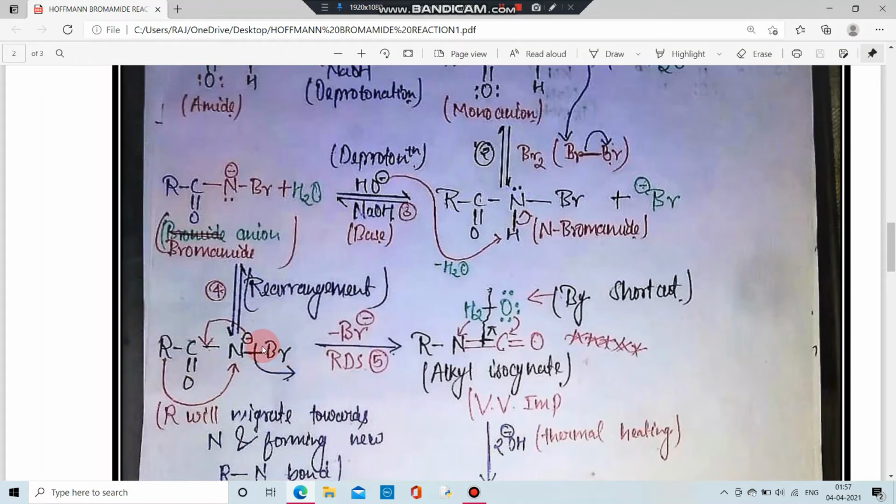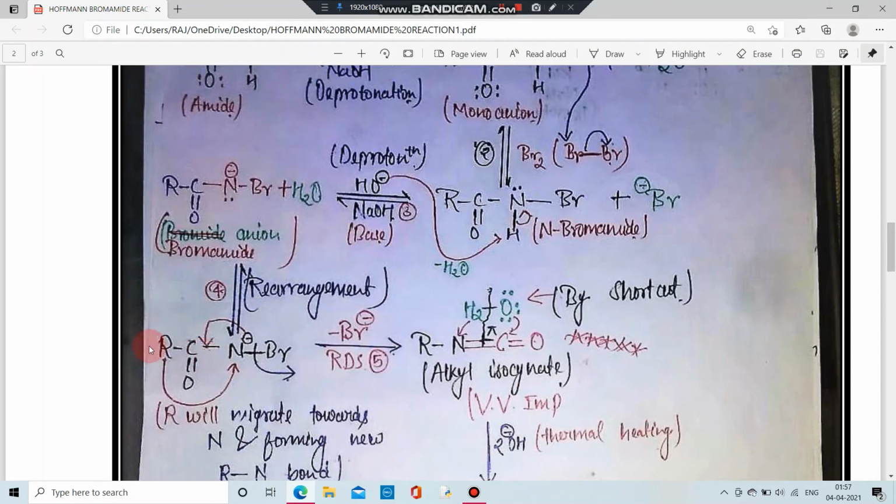During that time, the N-Br bond is going to break, and Br and N are taken outside. So the rearrangement step is the RDS step, or rate determining step, or we can say it is the slowest step. Now what we are going to get is Br minus taken outside.